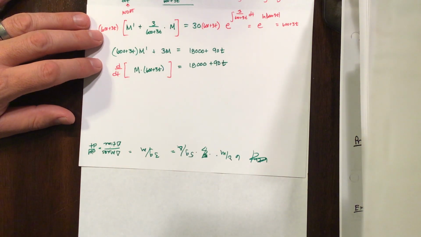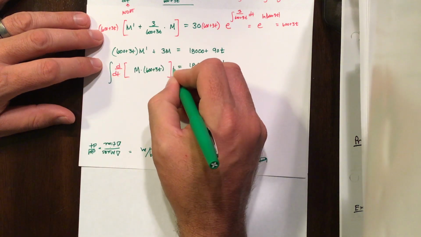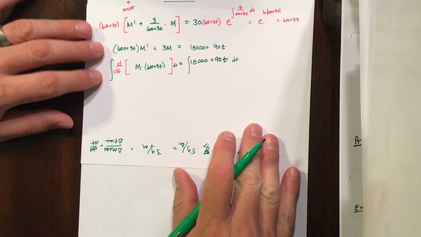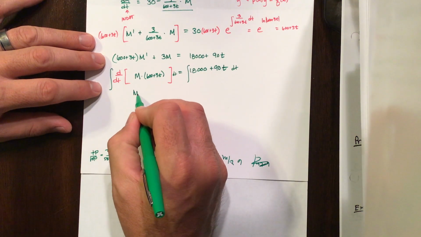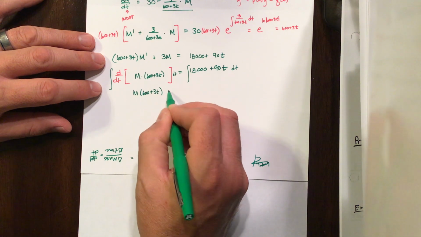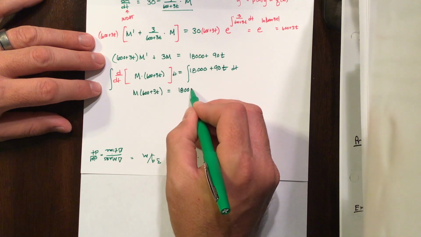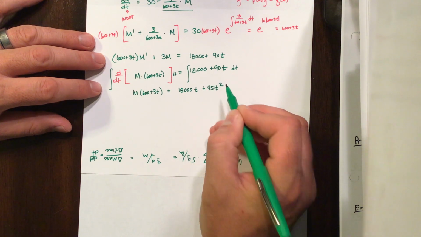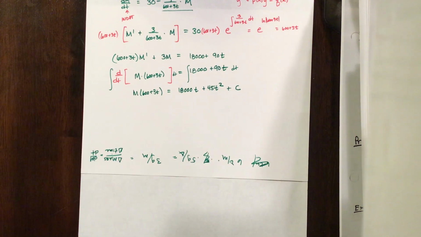And now we get to integrate both sides with respect to t. So integrate this with respect to t, integrate this with respect to t. And what do we get? Well, this is m times 600 plus 3t equals 18,000t plus 45t squared plus a constant. Can't forget that constant.